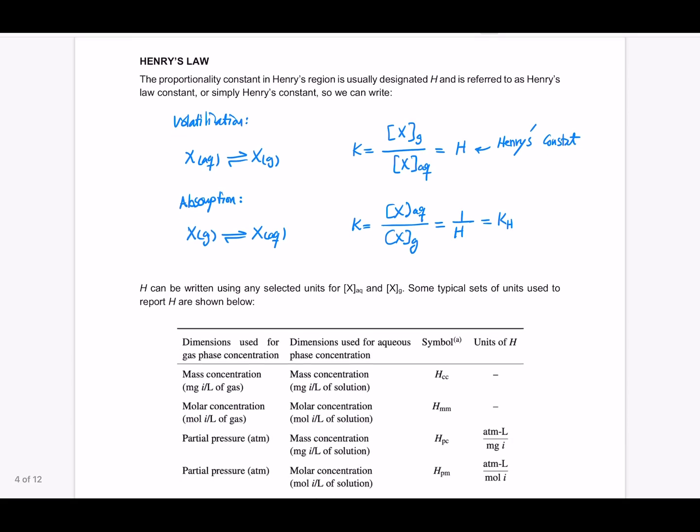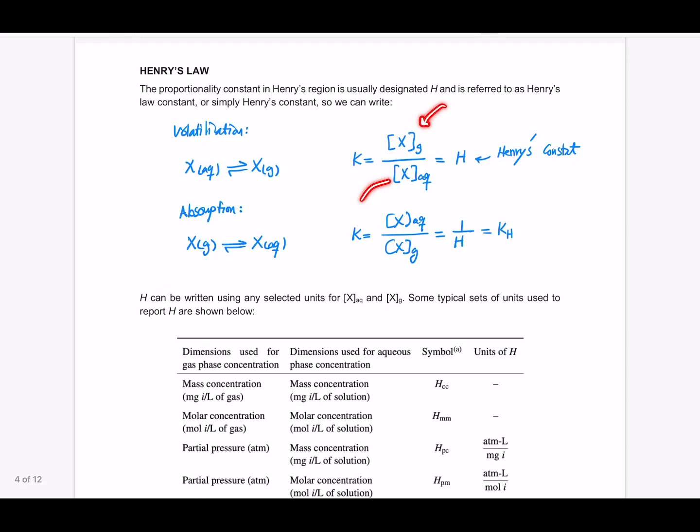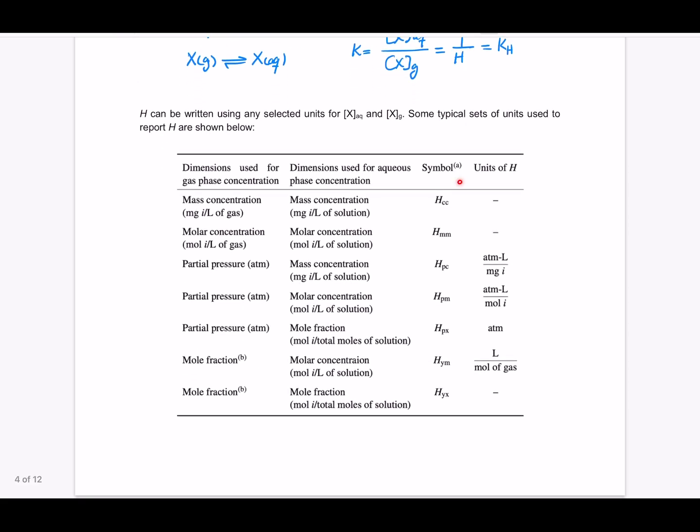So one other important factor is that we can write H, the Henry's constant value, in different expressions depending on how we report the concentration for each phase. Because in the gas phase, it could be just a normal concentration, mole per liter. But as I told you, this is not very common for the gas phase. So it's partial pressure, which means atmosphere. Or sometimes it is a mass concentration, so milligram per liter. So depending on the units of the gas phase and the liquid phase, we could get different variations of H.